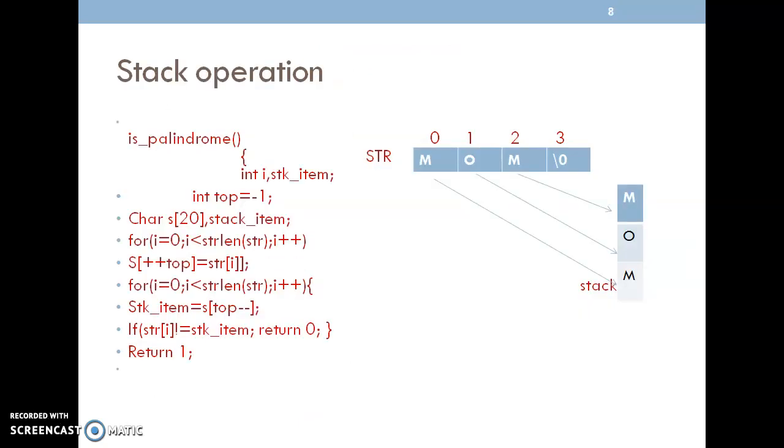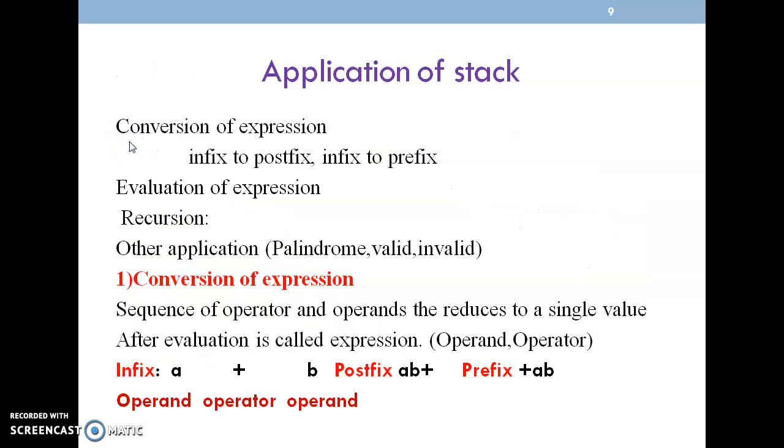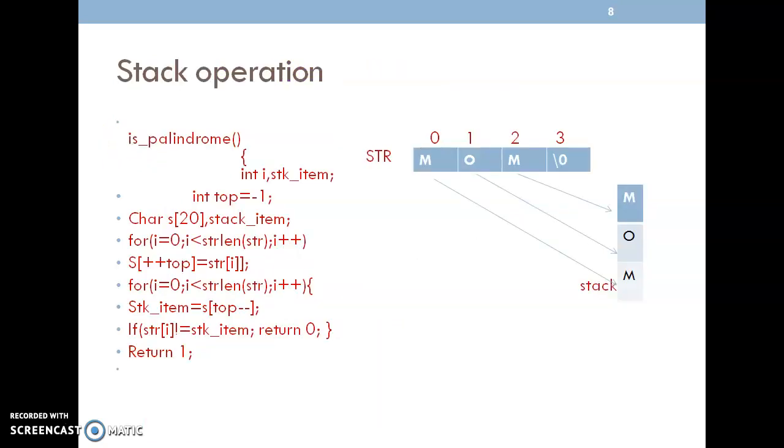Okay. Then the next one is stack operations. In the stack operations, the first operation is to check whether the given string is a palindrome or not. Here you can specify the return type as int: int is_palindrome. Then how do we check the palindrome condition? Initially, take a string like "mom". How to check the palindrome condition, we'll see in the next video.